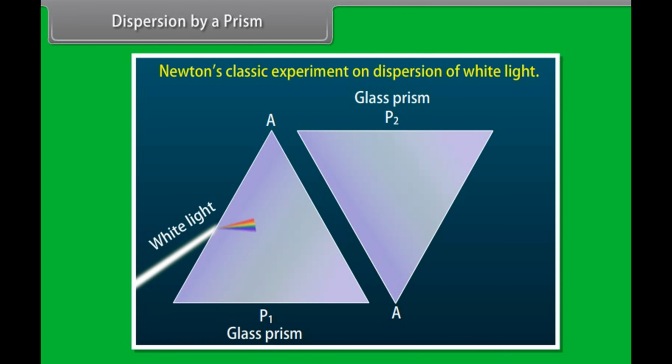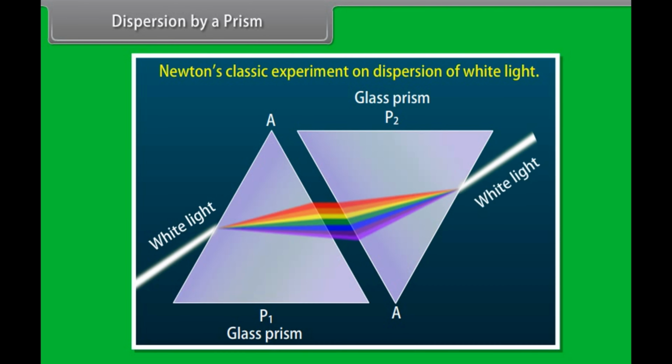Newton's classic experiment on dispersion of white light. In the experiment performed by Sir Isaac Newton, he put another prism, P2, in front of prism P1, but inverted in position. The emergent beam from prism P1 falls on prism P2, and the emergent beam from prism P2 is white light. Some natural phenomena due to sunlight.